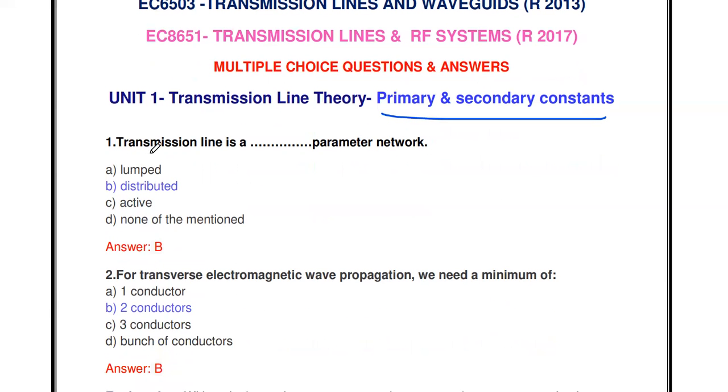First question: the transmission line is a dash parameter network: lumped, distributed, active, none of the mentioned. Transmission line is a distributed parameter network. It's a very important question. Transmission line is a distributed parameter network.